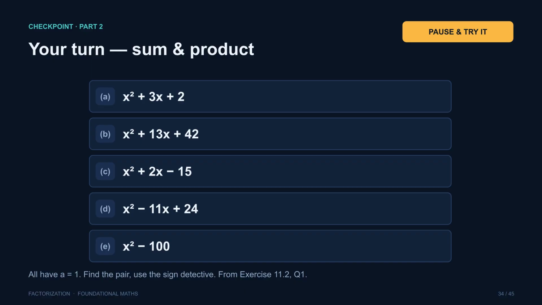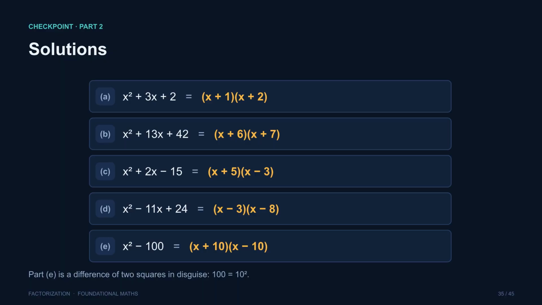Checkpoint 2. Pause and try these 5 quadratics from exercise 11.2. Hunt for the sum and product pair for each. Remember to be especially careful with the signs in the final 3 problems. Here are the solutions. Part C uses 5 and negative 3 to sum to 2 and multiply to negative 15. Note that part E is the difference of two squares. 100 is 10 squared, so the brackets appear instantly.